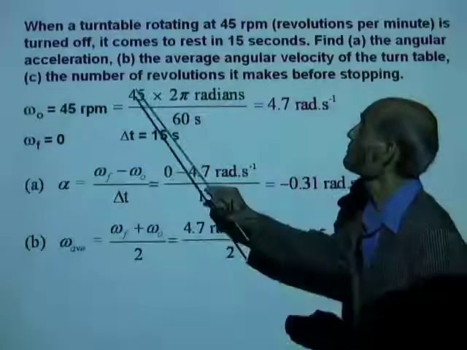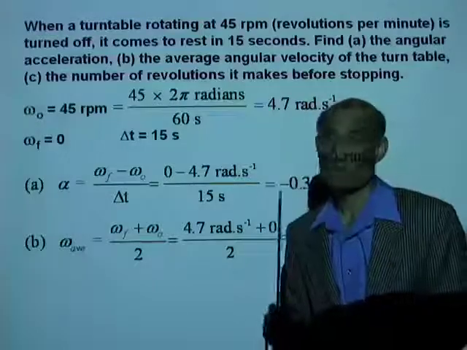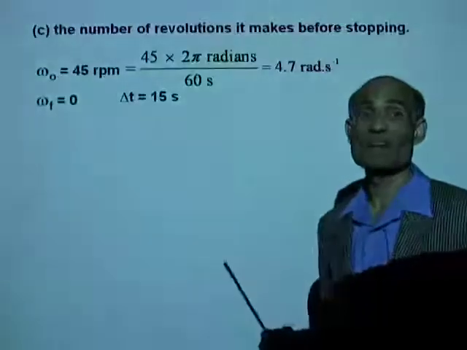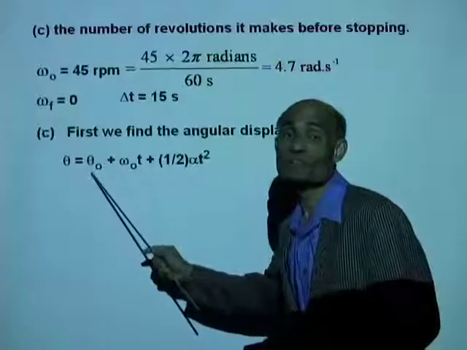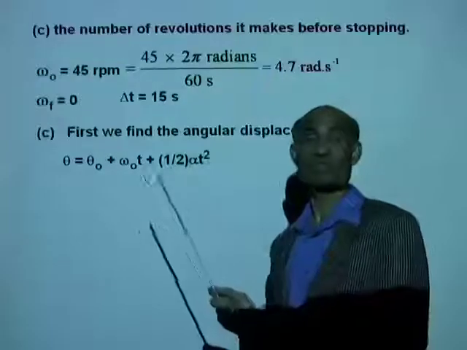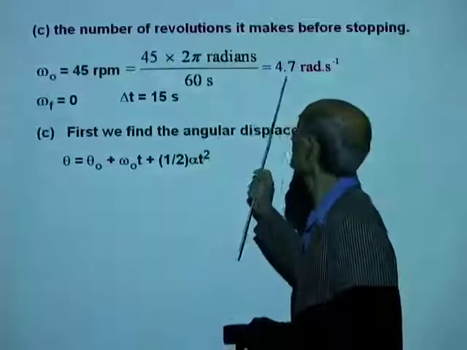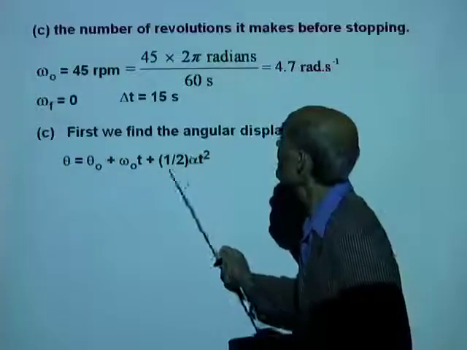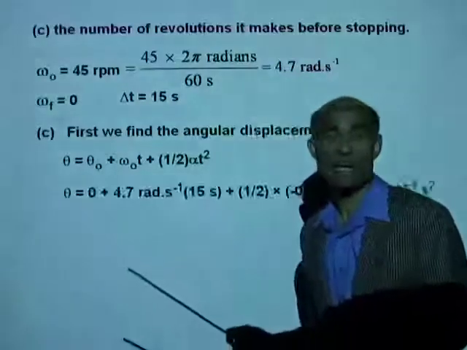And now, what is the number of revolutions it makes before stopping? Well, to find the number of revolutions, you need to find the angular displacement. How do you find the angular displacement? Well, theta equal to theta 0 plus omega 0 t plus 1/2 alpha t squared. Theta 0 is 0. Omega 0 is 4.7 radian per second. And alpha we calculated, I didn't carry it here, but we have that value in the previous slide.